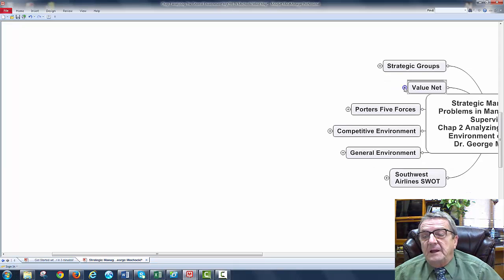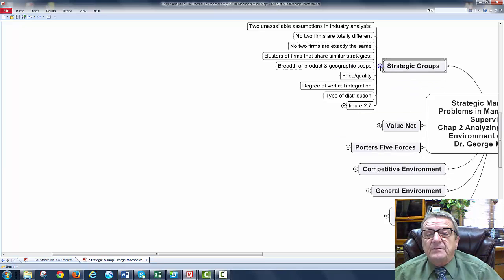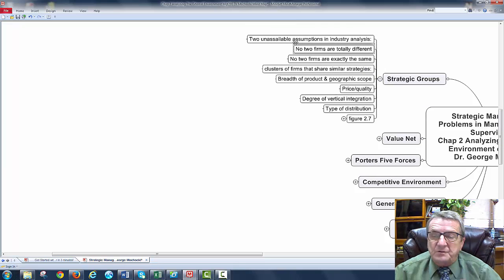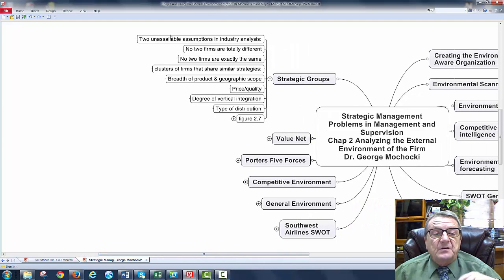And the other thing is strategic groups. Just to understand, when I look at strategic groups that I make alignment with, or align with because it makes sense, there's no unassailable assumption in the industry. No two firms are exactly the same. A cluster of firms that share similar strategies, like prices, quality, degree of vertical integration, type of distribution, will most likely stick together. They'll make alliances. Okay? So in a nutshell, this is it.